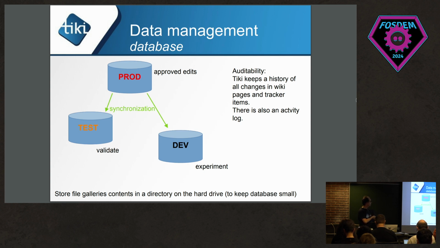So the nice thing is that we can try that. We synchronize test and dev from that. Then we do experiments. Then we get that to be validated. And if it's OK, that's the approved edit. And then we resynchronize. Tiki takes care of keeping a history of changes in the wiki pages and in the tracker items. There's an activity log, and that's how we get our auditability for that part.